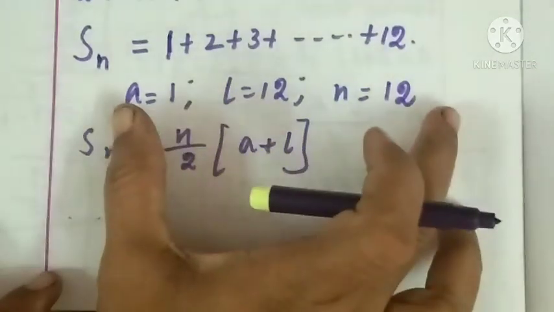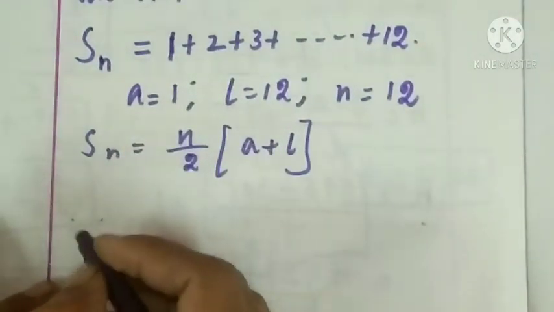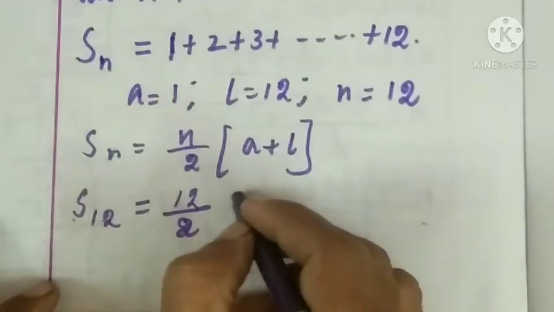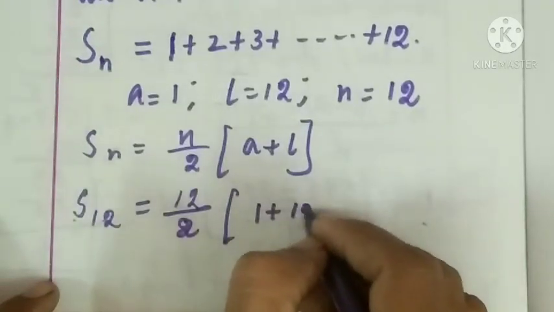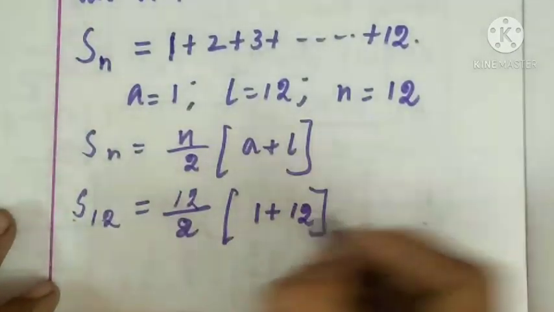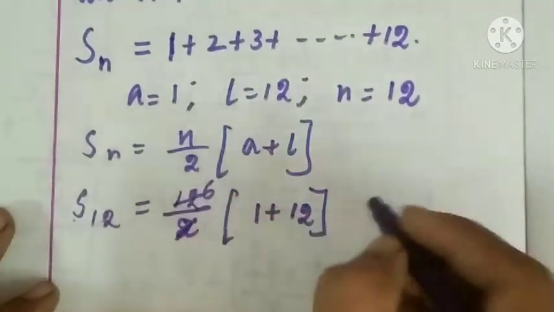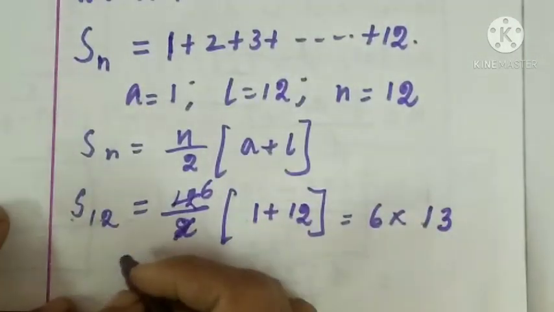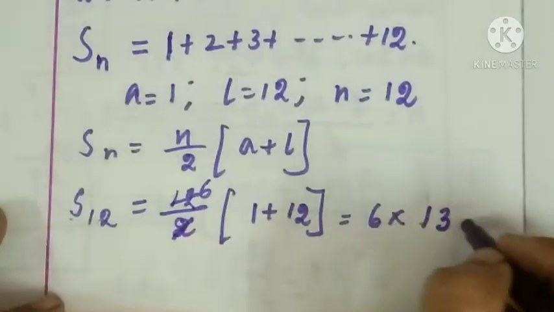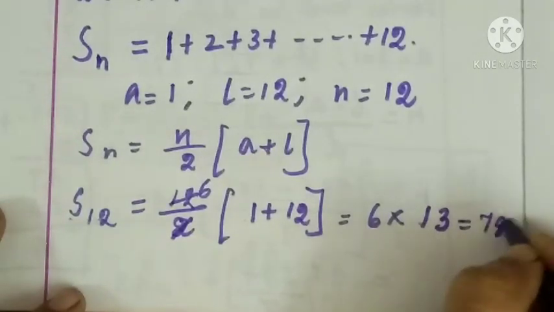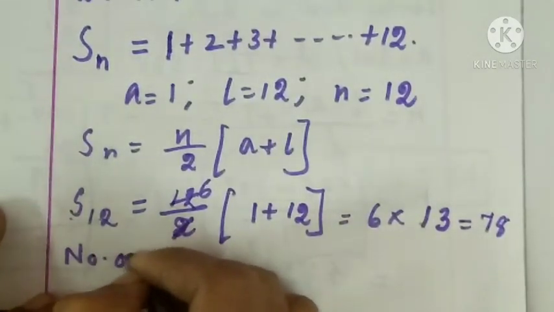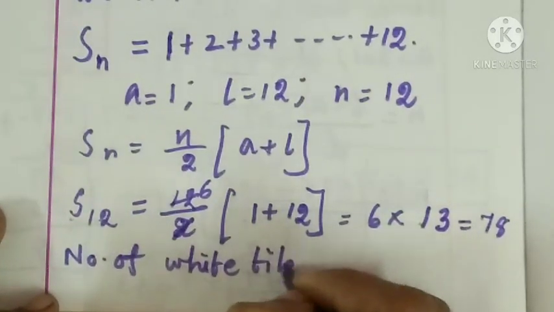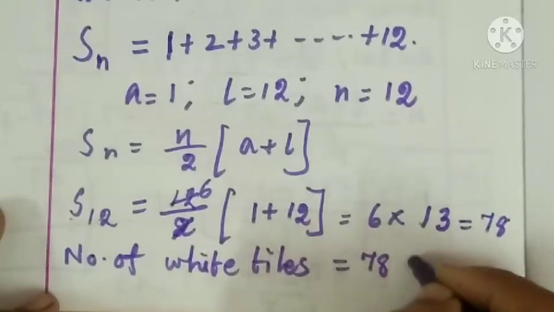Now you have to apply this value in this formula, means we get number of white tiles S12 is equal to 12 by 2 into 1 plus 12. Now you have to simplify this, means 2 sixes are 12, that is 6 into 1 plus 12, 13, which is equal to 78. Therefore, number of white tiles is equal to 78 tiles.